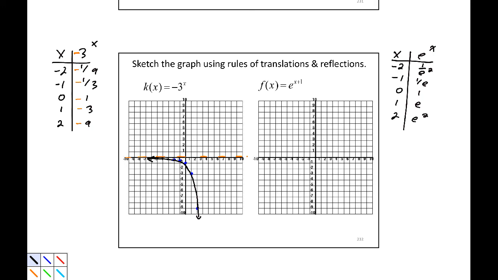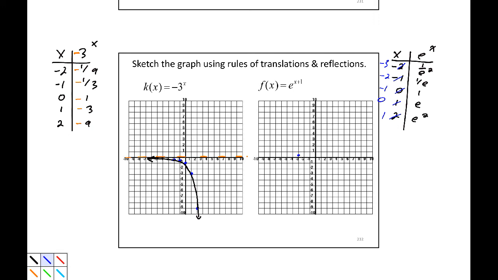Now, we're shifting this to the left one, so our x values change. My -2 as an x value would become -3. My -1 would become -2. My 0 would become -1. My 1 would become 0. My 2 would become 1. So I have the point -3 and then 1 over e squared, which is about 0.1. So (-3, 0.1).